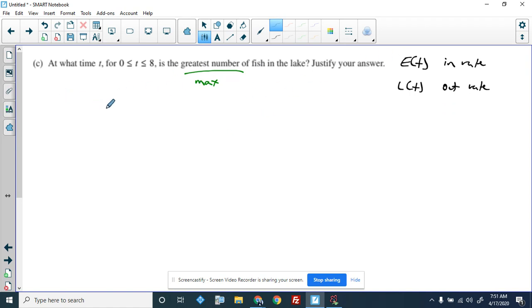So here we go. How can I use this to come up with a function that represents the amount of fish in the lake? Believe it or not, we've done these questions before, and this was on one of the tests you took. There are three things you have to consider when you have an incoming and outgoing rate problem and you want to know how much is in at any one time. Do you remember? You have to consider how much you start with, how much has come in, and how much is left.